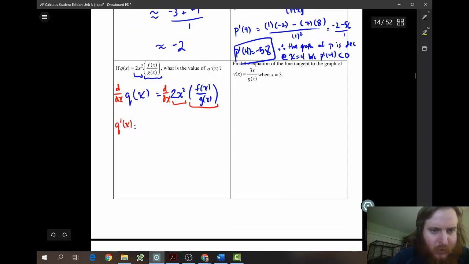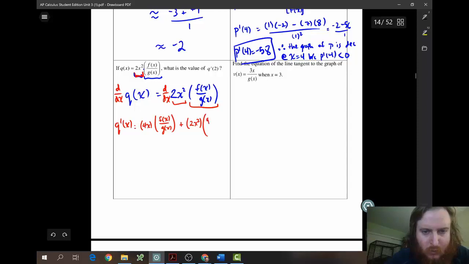So the derivative first, 2x squared, would be 4x. And we leave f of x over g of x alone. And then plus, now we're going to leave 2x squared alone. And now we're going to do the derivative of the second. So low, g of x, d high, f prime of x, minus high, f of x, d low, g prime of x, all over low squared.